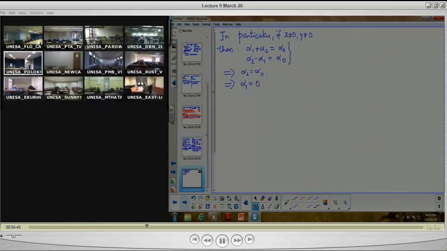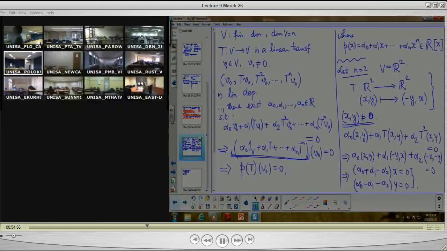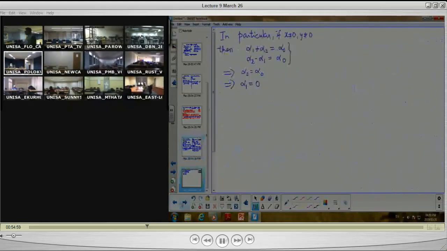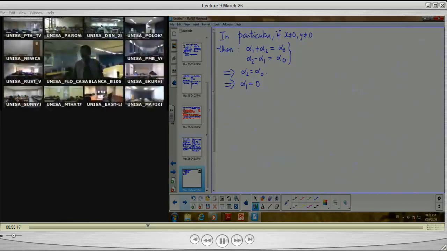So isn't it alpha 1 minus alpha 2 is equal to 0? It's not 0. Alpha 1 minus alpha 2 is minus alpha 0. Oh, and then you swap them. Okay, so alpha 1 becomes 0, and then alpha 2 and alpha 0 are equal. So from here you will get some specific values of alpha 2 and alpha 1.